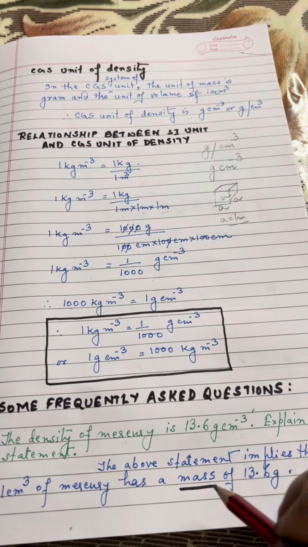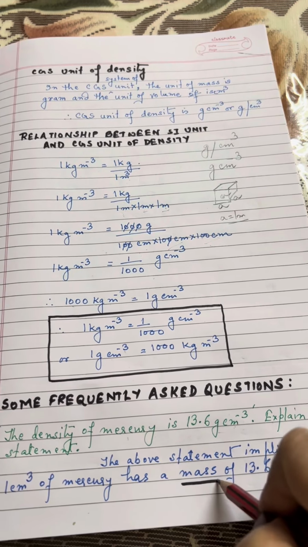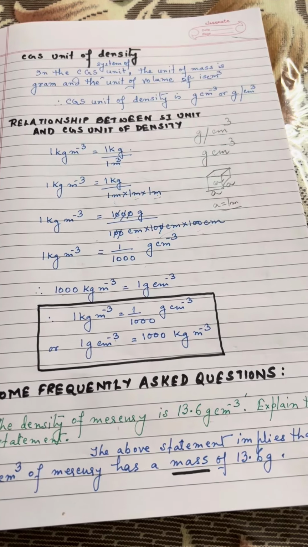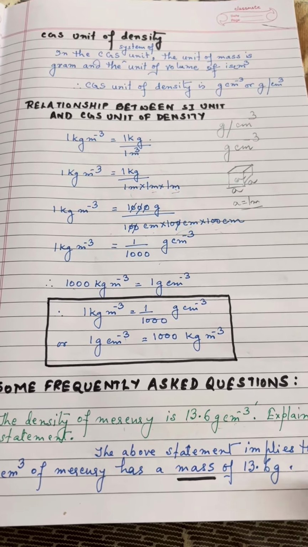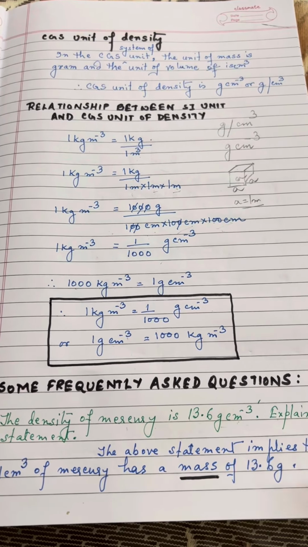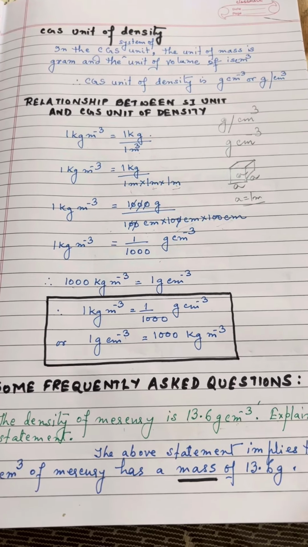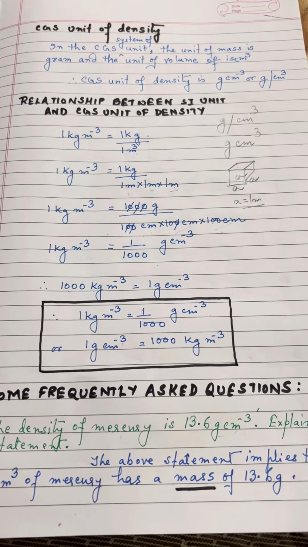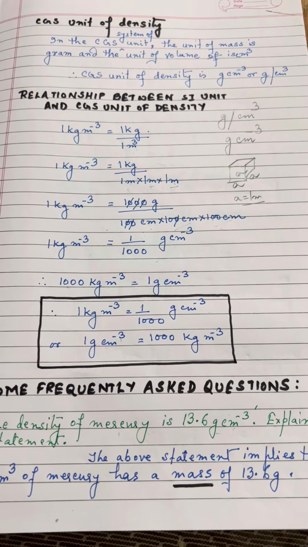Now this word mass has been underlined over here. If you write weight, you go wrong, because you know now what is the difference between mass and weight. Definitely. So you just cannot use the term weighs 13.6 gram. Even if you say weighs 13.6 gram, you go wrong. So please use the right term while defining or explaining the statement.